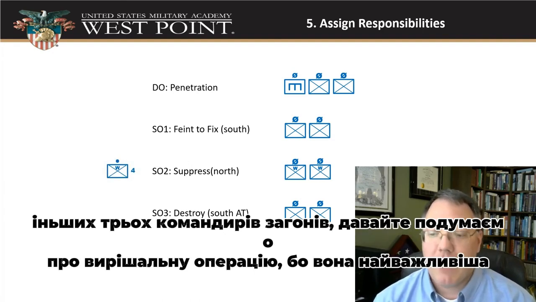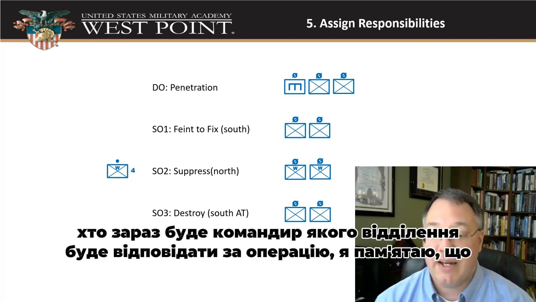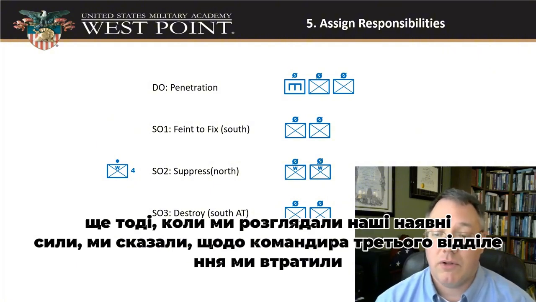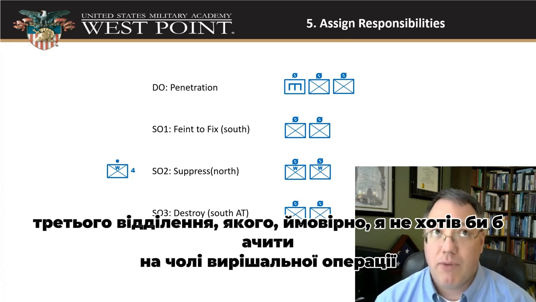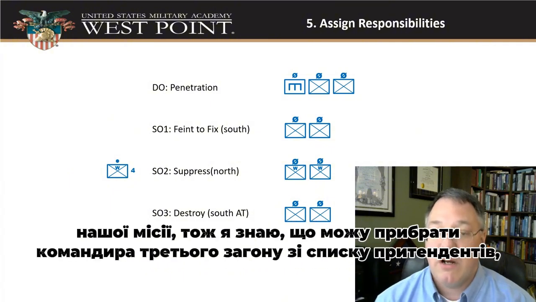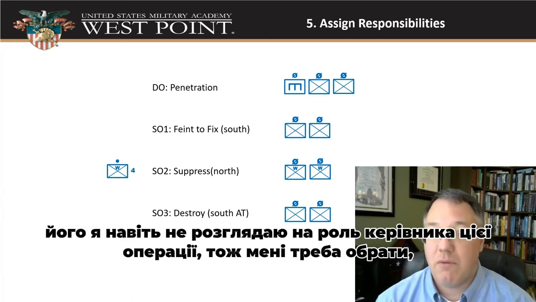Now I have to think about what to do with my other three squad leaders. So let's start off thinking about my decisive operation, all right, the most important thing I got to do. So what squad leader is going to be? Now, the first thing I got to remember all the way back when we were looking at our available forces was we said third squad leader. We lost our third squad leader, and I've got an acting squad leader and an acting team leader inside of third squad. Probably not who I want to be in charge of the decisive operation for the overall mission, right? So I know I can take third squad leader off the plate. They're not one of the ones being considered to lead that mission.